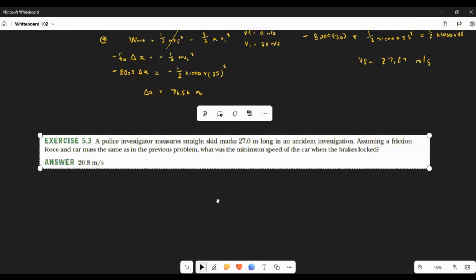So what is your VF? What is your VI? So when did the brakes lock? Anyone? Just a quick one. What are we finding? What's my VF? What's my VI? Before you proceed, just to see if you understand the context of the problem. Just quickly check here. Exactly, VF is zero, and you're trying to find VI.